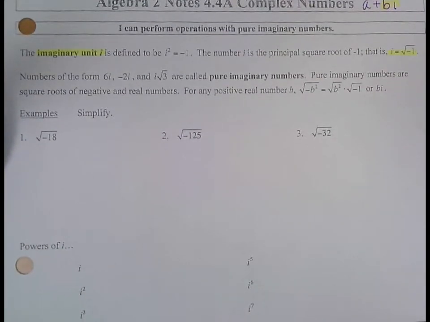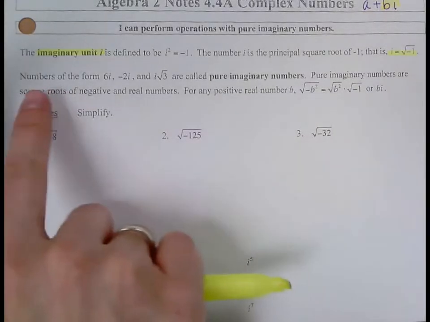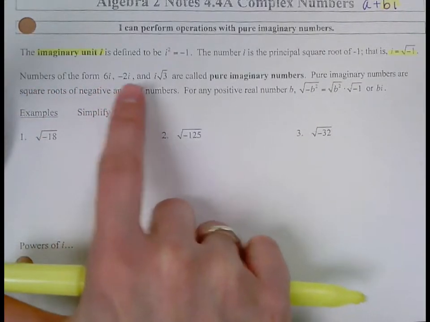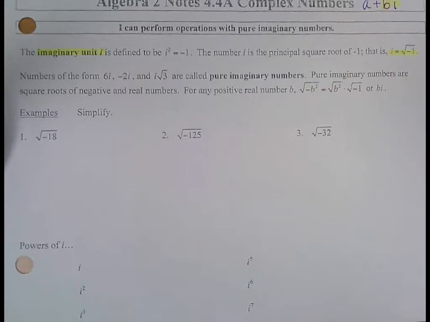When you get imaginary numbers, you get them from taking square roots of negative numbers. So we know if you try taking the square root of a negative number in your calculator, you get an error. It's because it's imaginary. So these numbers that are listed here, 6i, -2i, i square root 3, these are called pure imaginary numbers because we only have the imaginary part of this complex number form. And pure imaginary numbers, as I said, are square roots of negative real numbers.